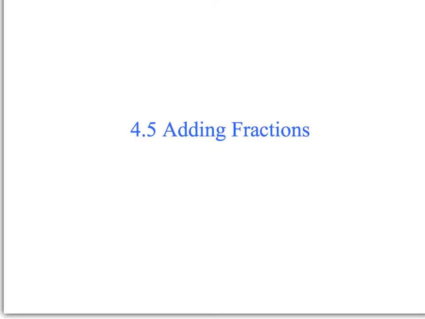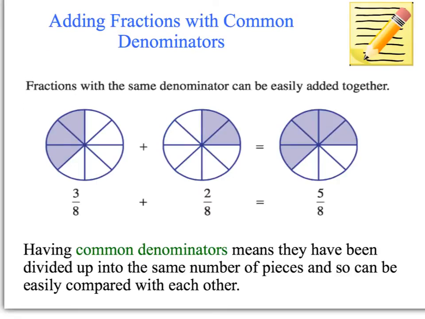Today we are looking at 4.5, adding fractions. You'll need to understand the previous topics if you are to do this one well. Alright, so when you add fractions, sometimes they have common denominators. So this means they have the same bottom numbers. So in this case you can see that 3/8 and 2/8 both have 8 as their denominator.